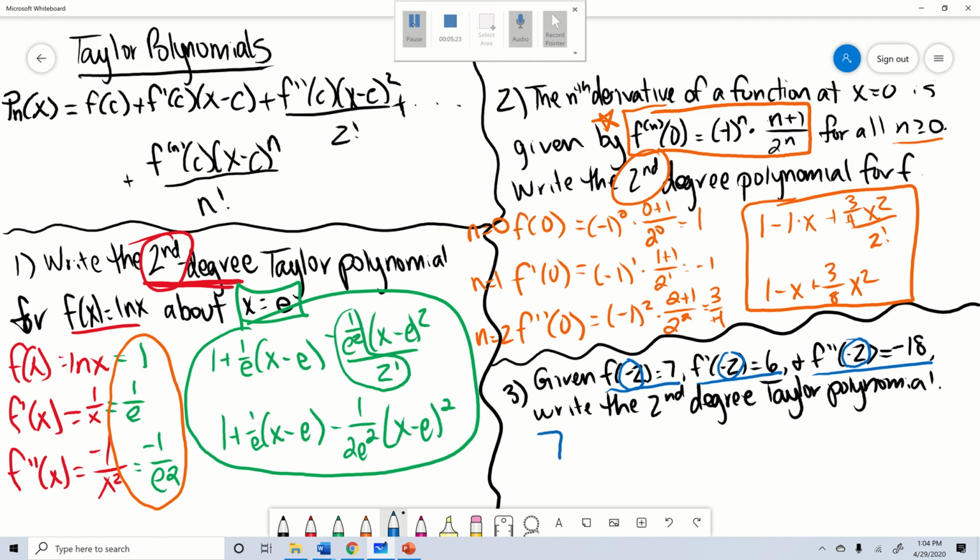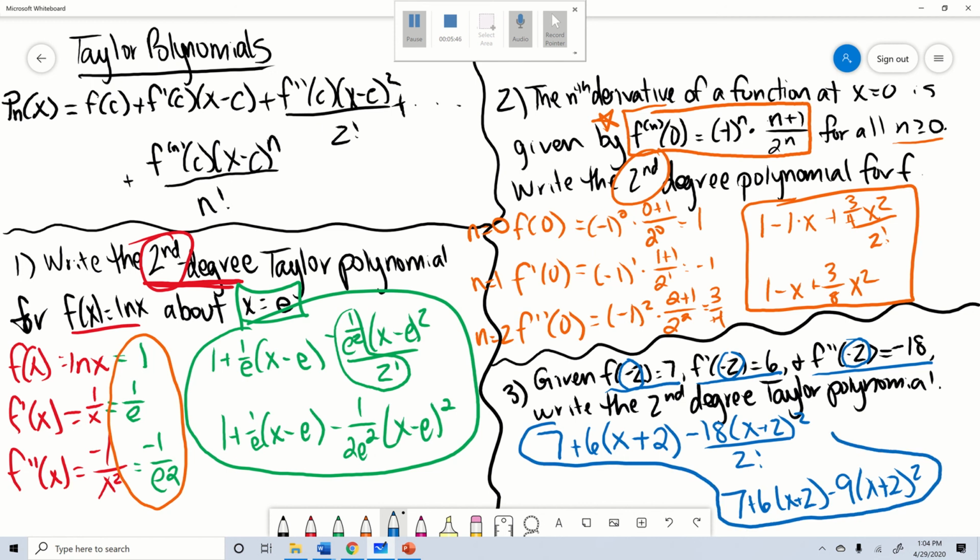So your first term is 7, your next term is 6, and then you're centered at -2, so minus negative 2 makes it plus 2. Then your next term is 18 times x plus 2 squared over 2 factorial. That could simplify down to 7 plus 6 times x plus 2 plus 9 times x plus 2 squared. So that is if you are given information about the function and you need to write the polynomial. So you're either going to need to take derivatives or plug stuff in or just write what they've given you and make the Taylor polynomial. I'm going to do another video where if you're already given the polynomial, how do you work backwards?